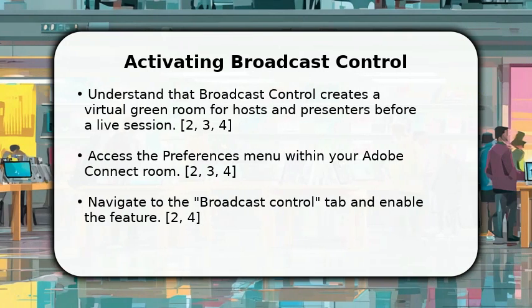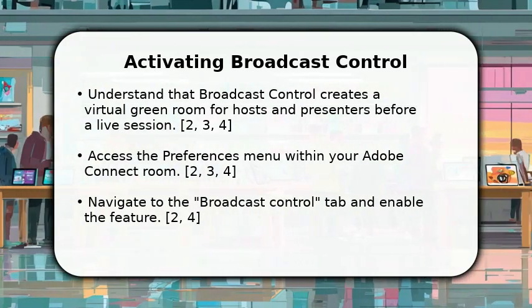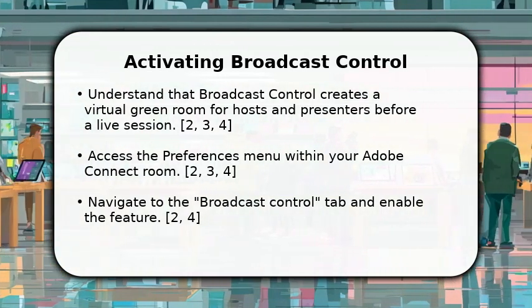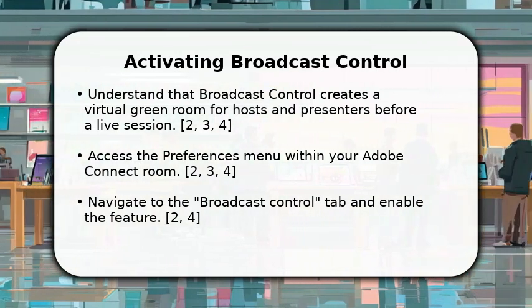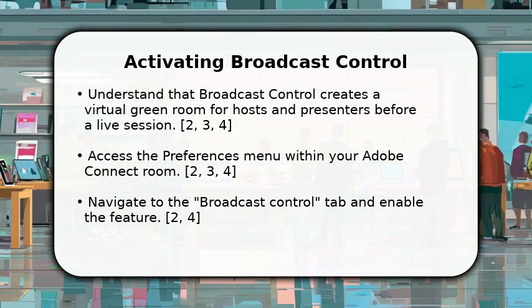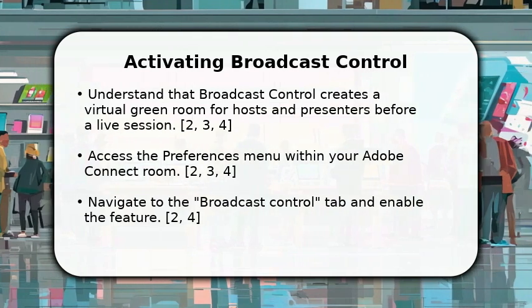In this video, I will explain how to use Adobe Broadcast Control. This powerful feature in Adobe Connect creates a virtual green room, allowing hosts and presenters to prepare privately before going live. To activate it, simply open your Adobe Connect room, go to the Preferences menu, and select Broadcast Control. Here, you'll find a toggle to enable the feature.